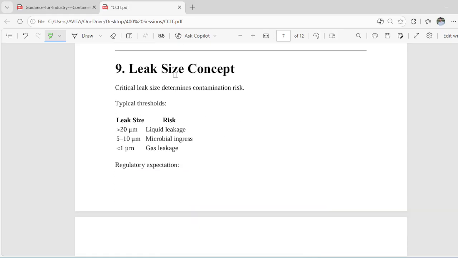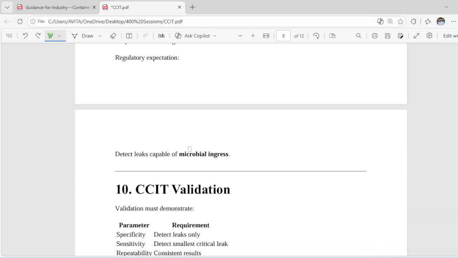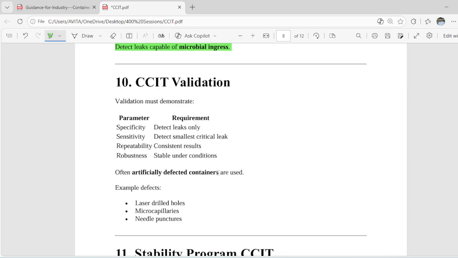Moving on to the leak size concept. Critical leak size determines the contamination risk. So here, if it is greater than 20 micrometer, then it's liquid leakage. Then 5 to 10, it's the microbial ingress. Less than 1, it's a gas leakage. Regulatory expectation is to detect the leaks capable of microbial ingress.